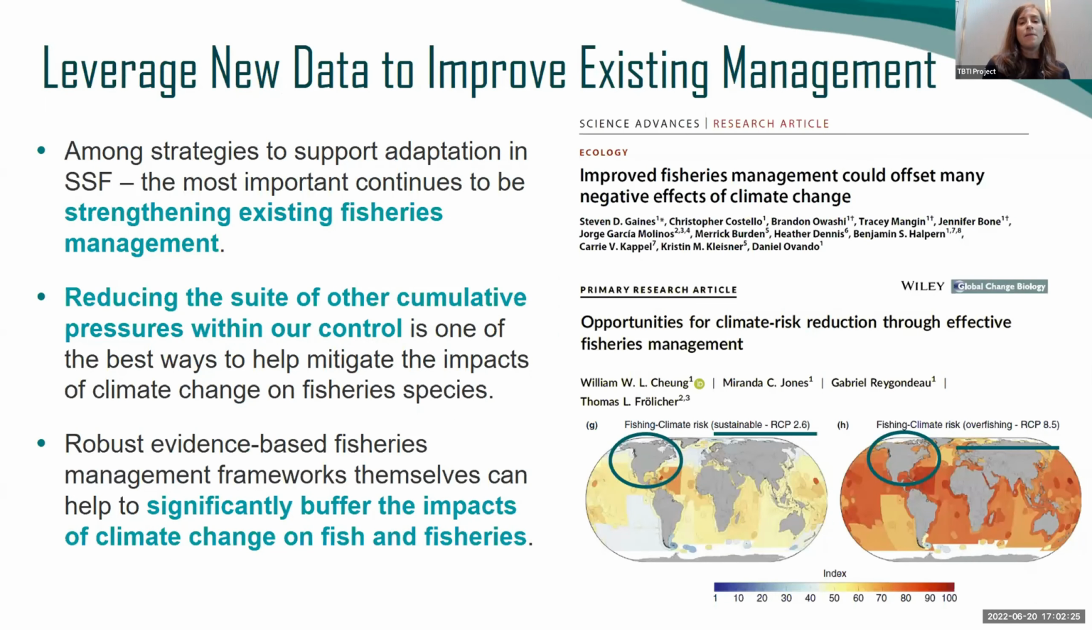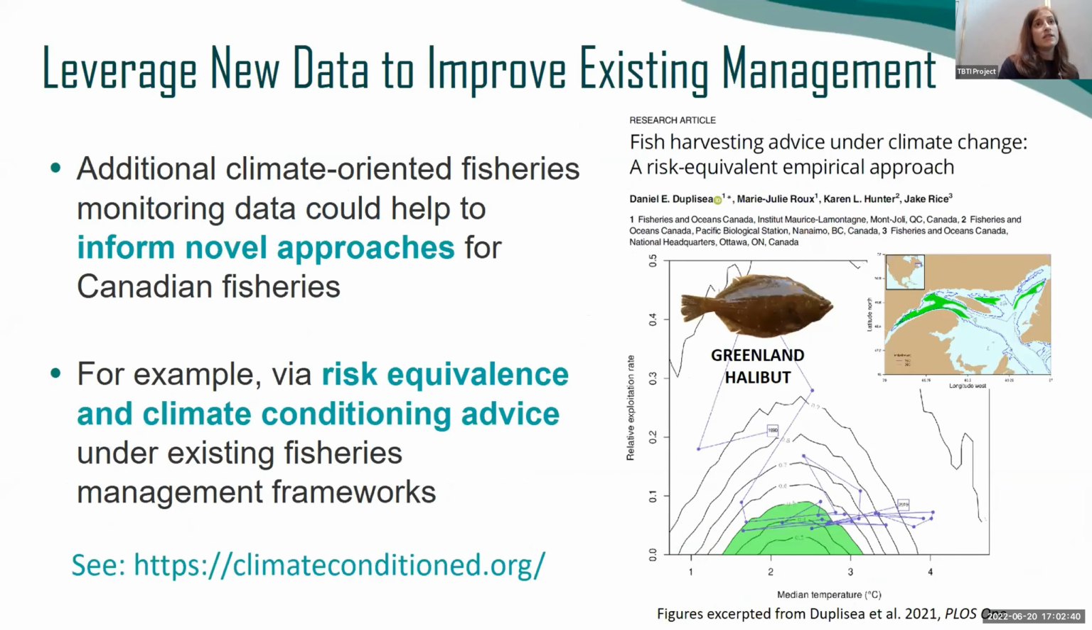And lastly, despite all of the strategies that exist for adapting to climate change, perhaps the most important is still just strengthening basic fisheries management. There's lots of evidence emerging now that this alone can help to offset a lot of the impacts of climate change. And where those frameworks exist, they can also facilitate the mainstreaming of more explicit climate change information into fisheries decision making, through novel approaches like risk equivalence through climate conditioning advice. There's a nice example from this part of the world with Greenland halibut.